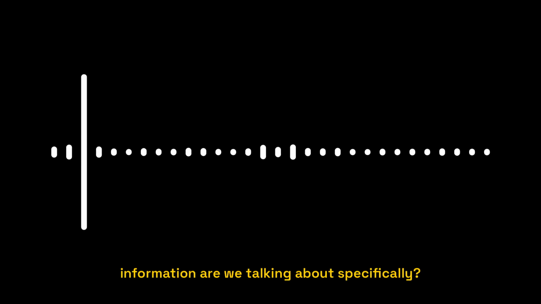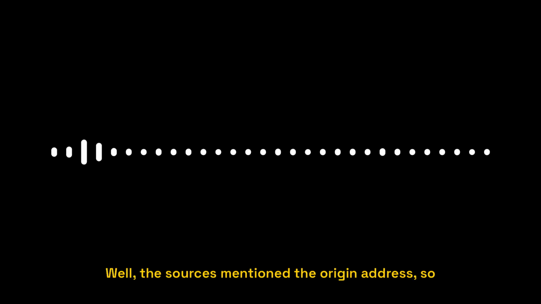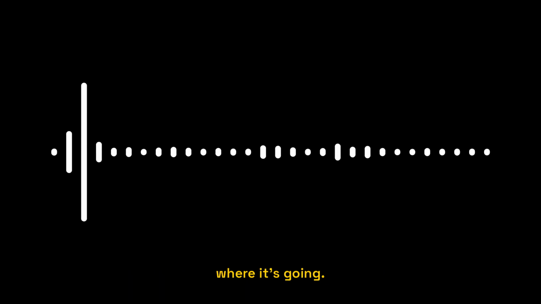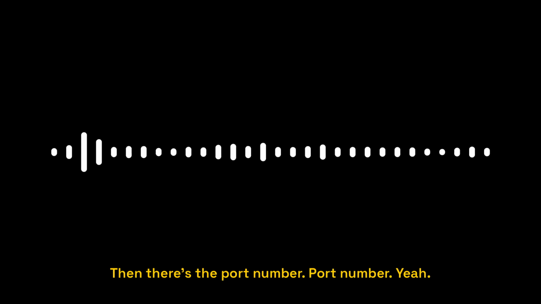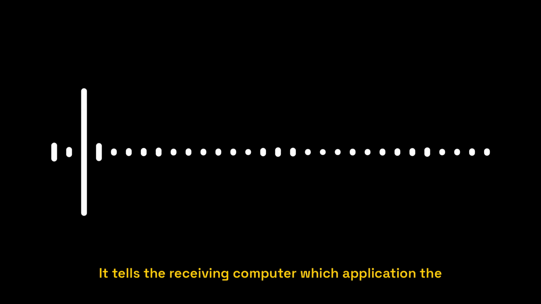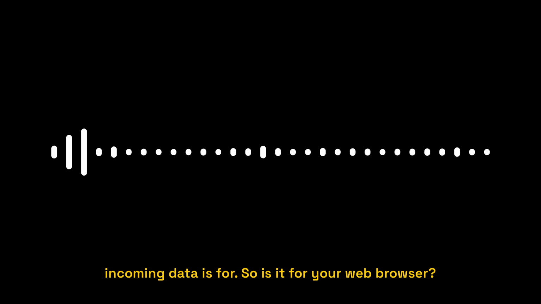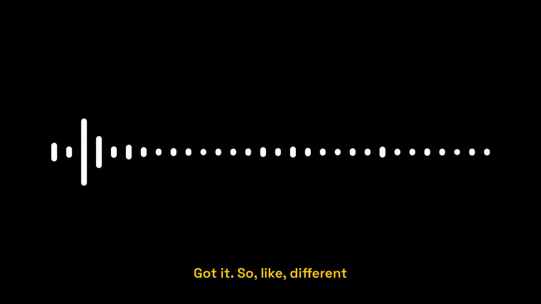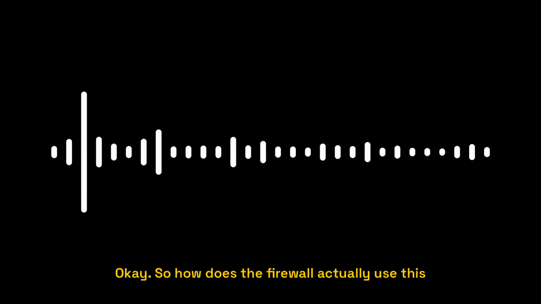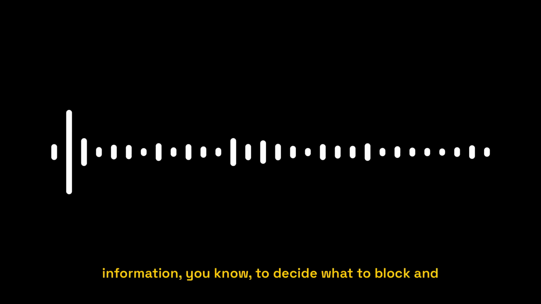So what kind of information are we talking about specifically? Well, the sources mentioned the origin address, where the data is coming from, the destination address, where it's going. Then there's the port number. It's like an apartment number within a large building, the IP address. It tells the receiving computer which application the incoming data is for. So is it for your web browser? Is it for email? And so on. Got it. So different applications have different port numbers? Precisely.